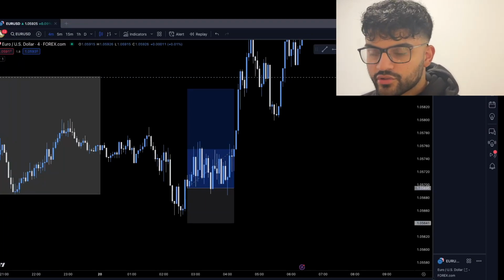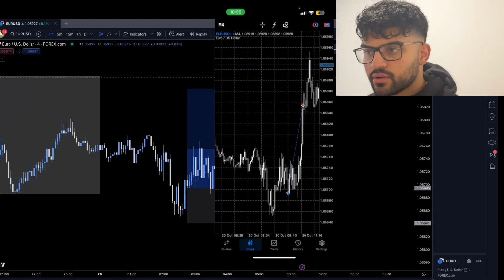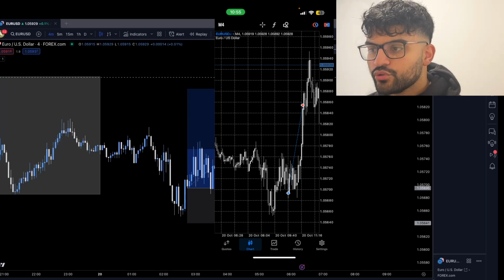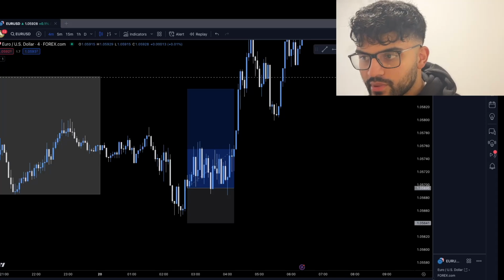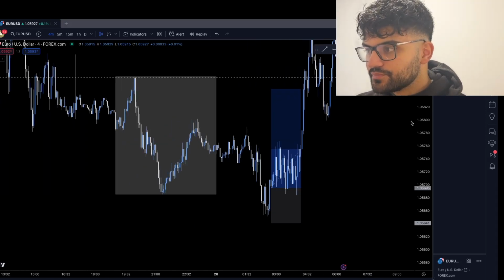Just want to recap this trade I took today on Euro USD, and the screenshots and everything of the trade will be on the screen right now. But what I wanted to do was show you what I was thinking and basically the whole trade setup and why this was a very high probability trade in my trading plan. So let's look at this.